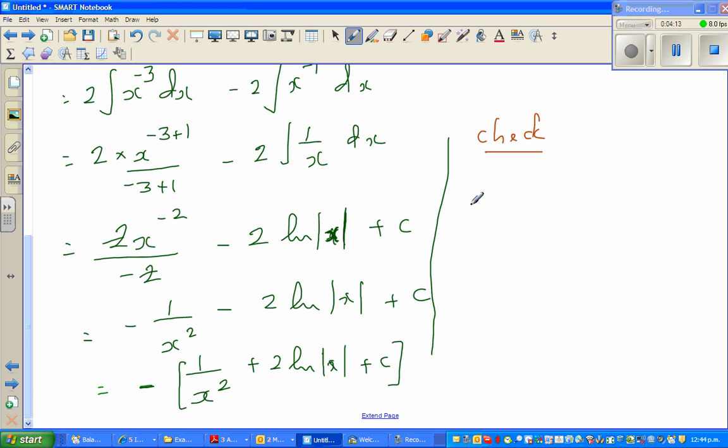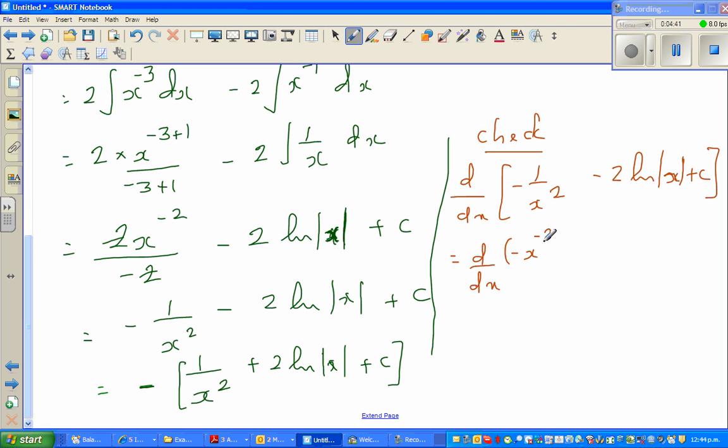Okay, so yeah. When you differentiate, d by dx of minus 1 over x squared minus 2 natural log of x plus c, you can distribute this. So this is d by dx of minus x to the power minus 2, minus d by dx of 2 natural log of x, plus d by dx of c, which is a constant. When you differentiate, you drop the power down and decrease the power by 1. So if we drop this power down, minus 1 times minus 2 will become 2, x to the power negative 3.